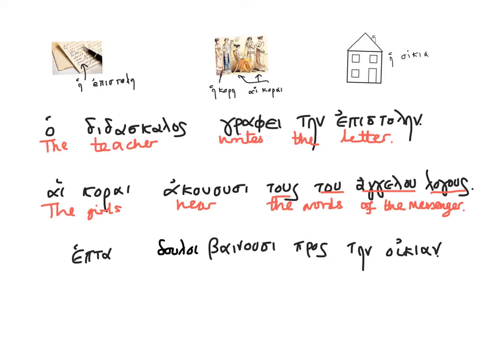The third sentence begins with hepta. Hepta is a number, which we met in lesson 3, and hepta is the number 7. 7 slaves go or are going towards the house.